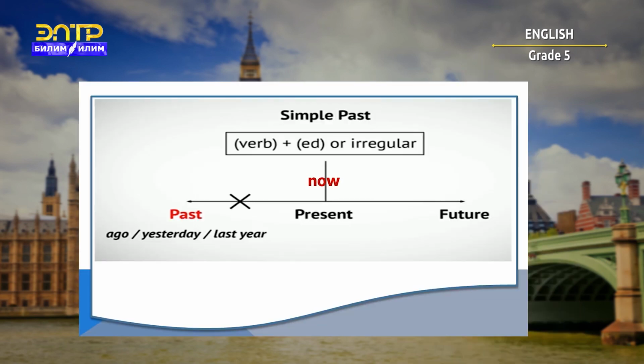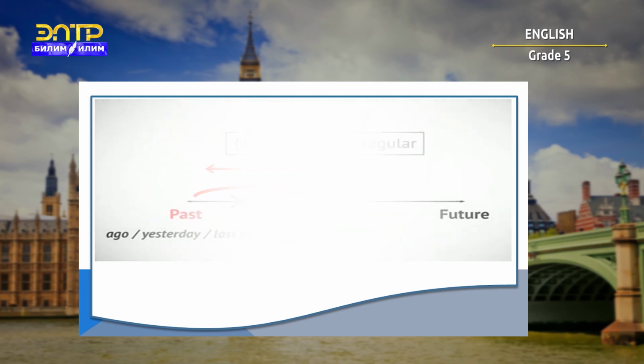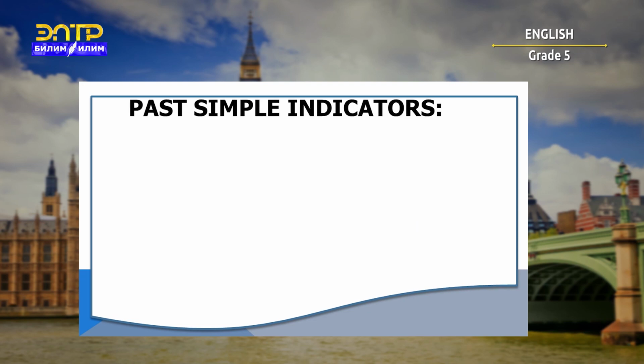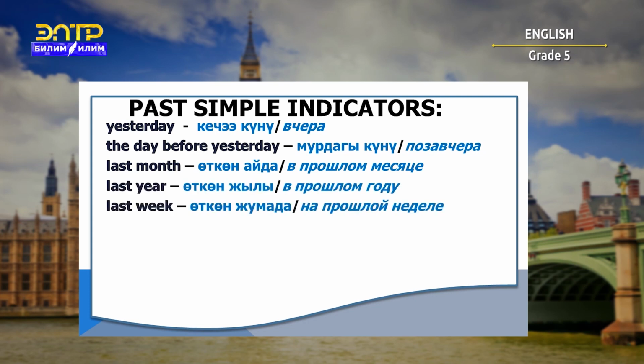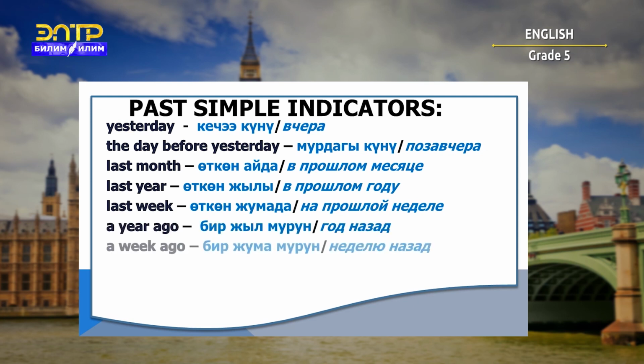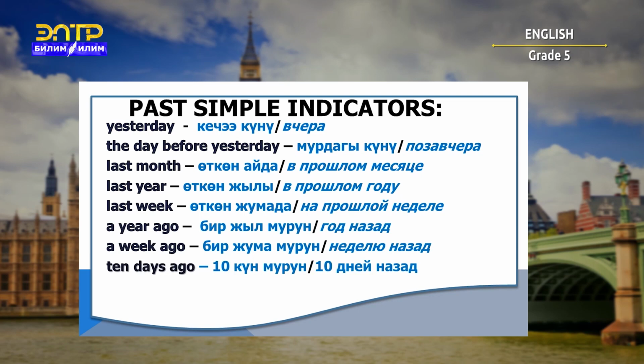So you see, here I've shown a timeline. Here we see now, and everything before now is in the past. So when we talk about the past simple tense, we are talking about a time that is before now, or in the past. The most common time expressions used for the past simple are yesterday, the day before yesterday, last month, last year, last week, a year ago, a week ago, 10 days ago, in 2009, once upon a time.